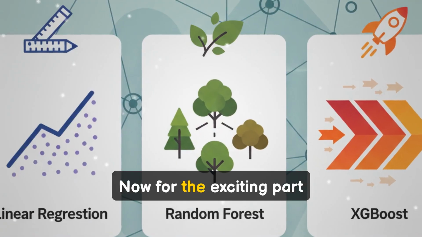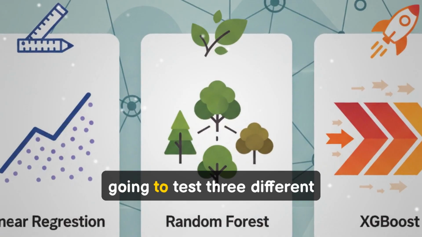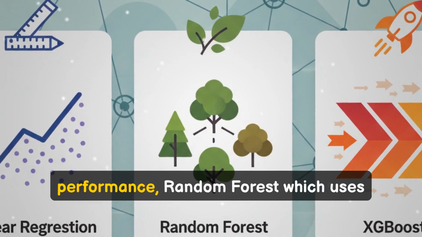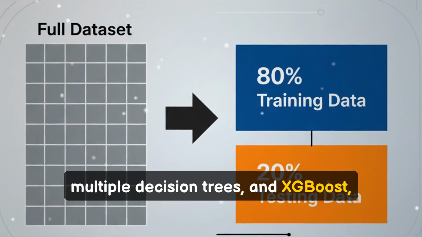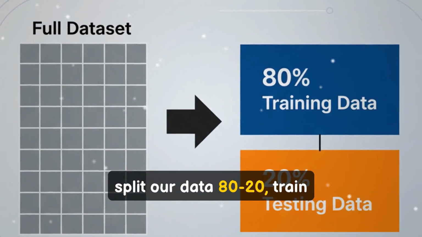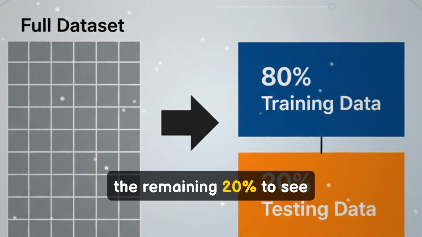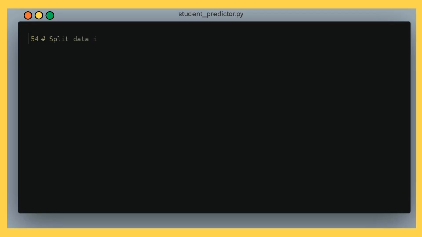Now for the exciting part: training our models. We're going to test 3 different algorithms. Linear regression for baseline performance, random forest which uses multiple decision trees, and XGBoost, a gradient boosting powerhouse. We'll split our data 80 to 20, train on 80%, and test on the remaining 20% to see how well our models generalize. Here we split our data and train 3 models.